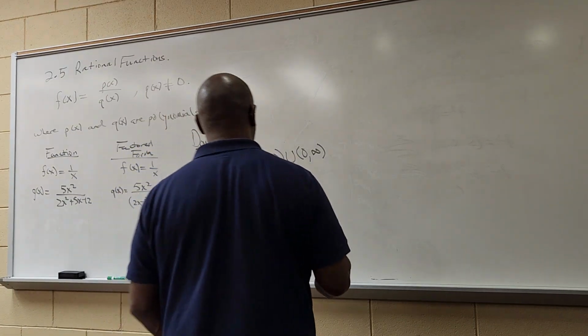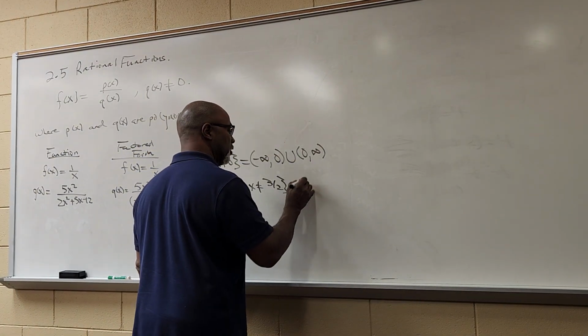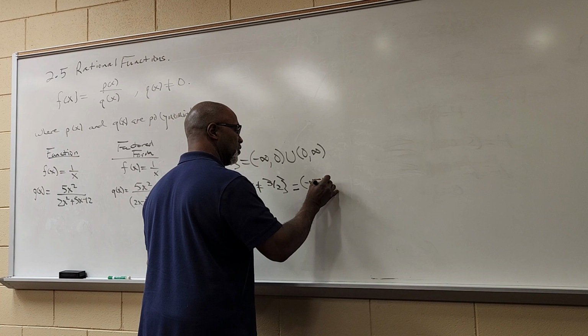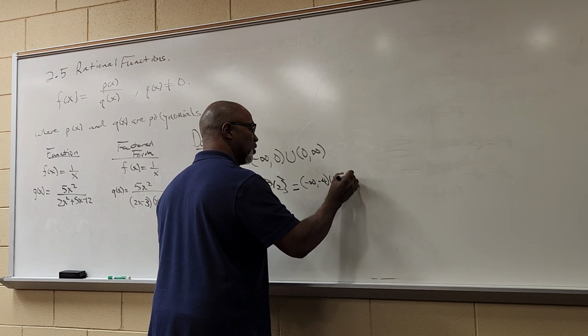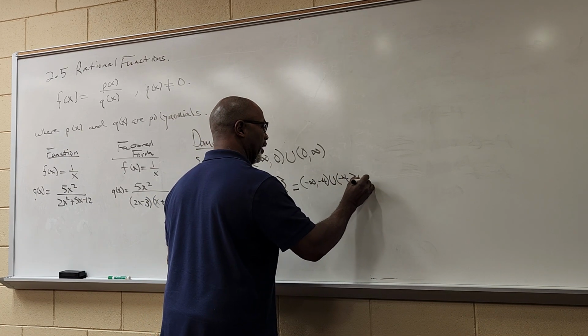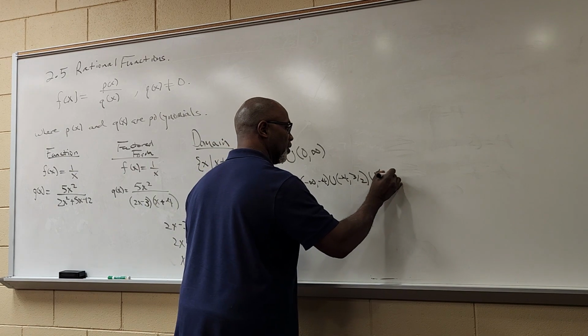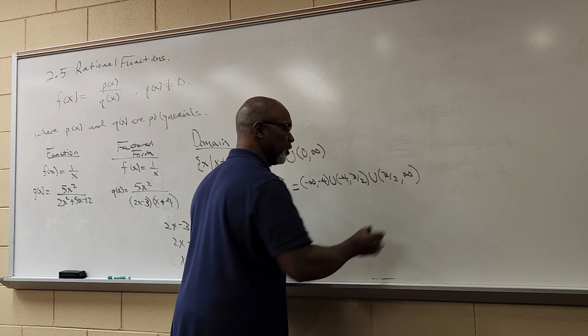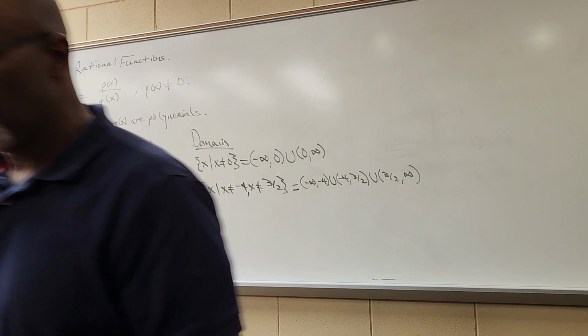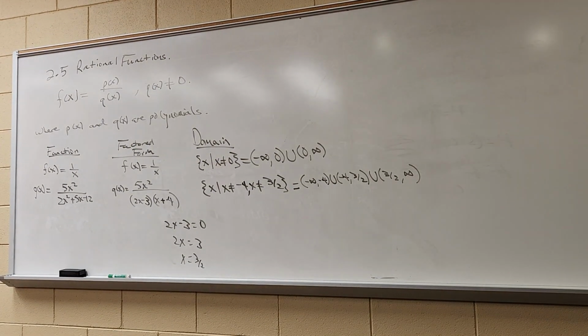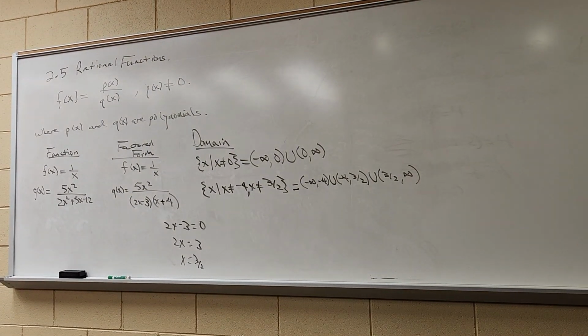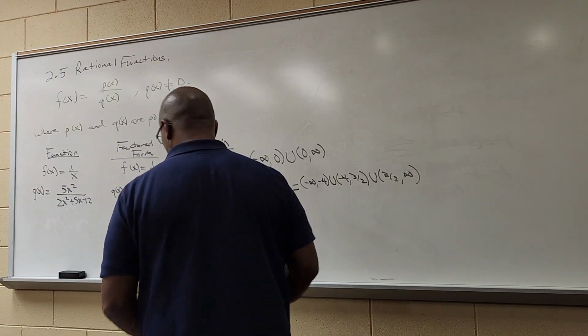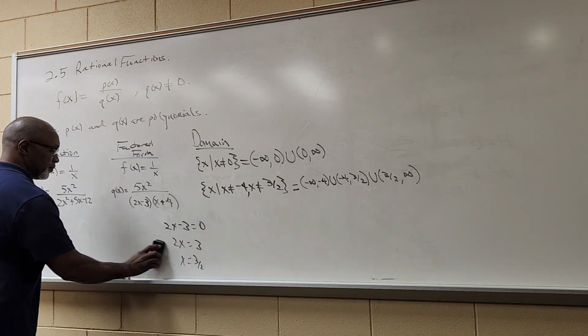And if I want to write this in interval notation, negative infinity to negative 4, union, negative 4 to 3 halves, union, 3 halves to infinity. That would be the domain for that function, okay? All right, in interval form, all right?